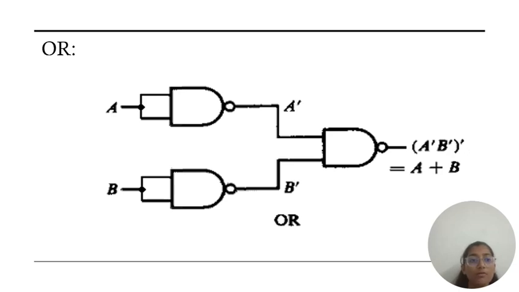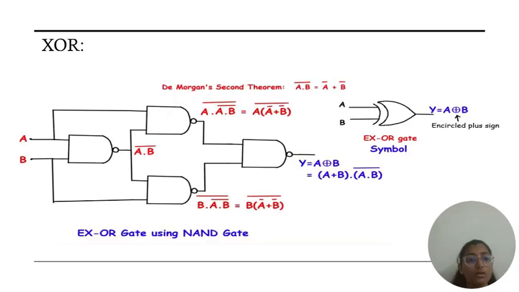For the OR gate, the logical expression is A plus B. Now, let us see our XOR gate using NAND gate. For representing our XOR gate using NAND gates, we are going to use 4 NAND gates.